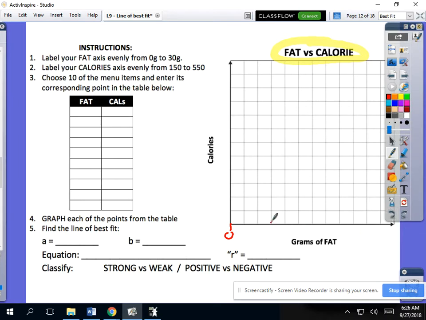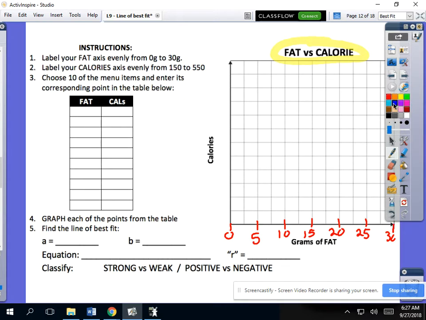Let's see if I can go up by 5, 10. Nope, not enough space. So what we're going to have to do here is just go up by 5, 10, 15, 20. Perfect. So there's going to be my 5 grams, 10 grams, 15 grams, 20 grams, 25 grams, and 30 grams here at the very end. So there we have our grams of fat.